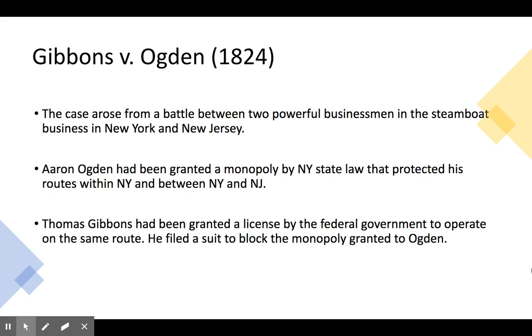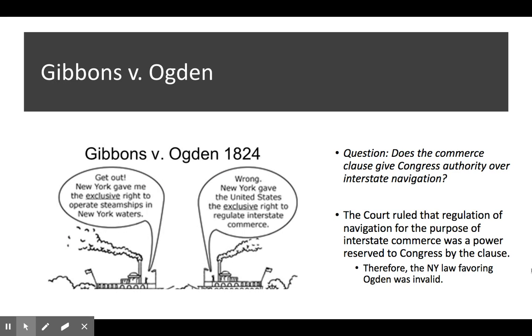So Ogden is granted that monopoly from the states. Gibbons is going to be granted a federal license. So it's going to be state versus federal here. So it goes to the Supreme Court, and the question that the court has to answer is, does the Commerce Clause give Congress the authority over interstate navigation?